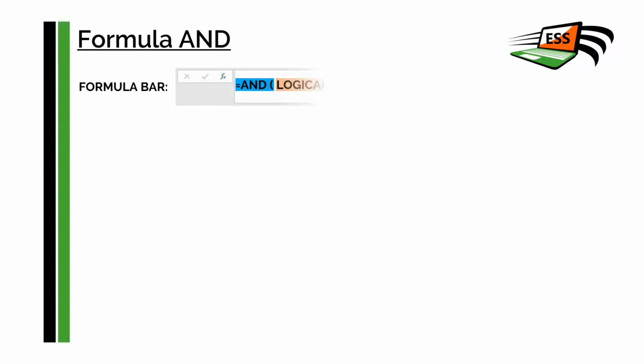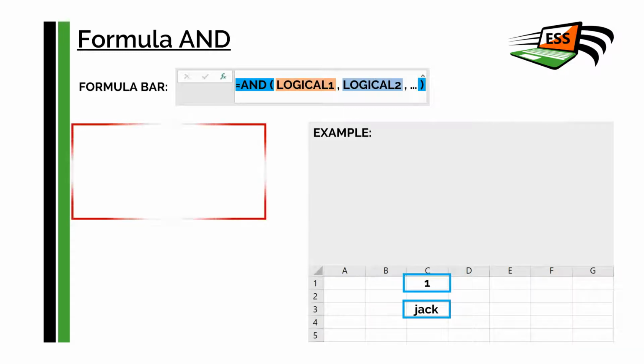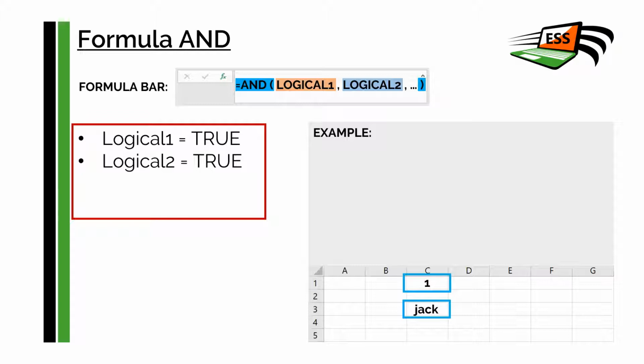The AND formula. In your formula bar, you would type equal to AND, and in the parentheses, you would type in your logical evaluators. If logical 1 equals true, logical 2 equals true, and if you add more logical tests in there and they are also true, then the answer that the formula gives will also be the actual word true. Let's look at the example to explain in detail.